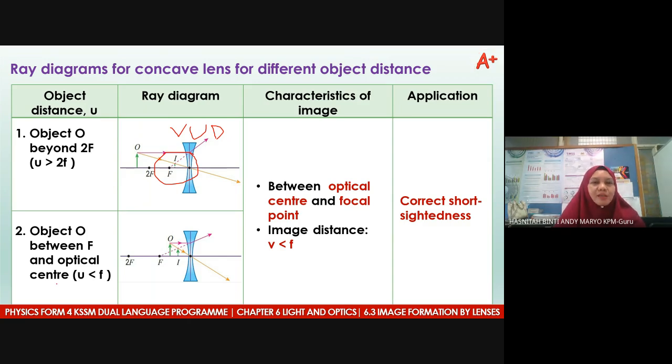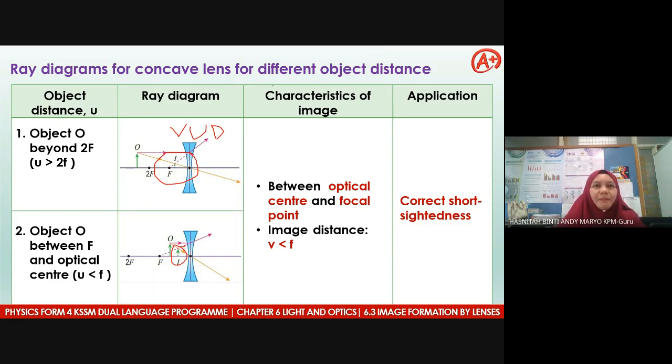This one is also the same. Now we place the object less than the focal length. So this is our object, less than the focal length. We apply rule number 1, the yellow light ray, and rule number 2, the pink light ray. Again, this is the intersecting point between these two light rays. So our image is also virtual, upright, and diminished.